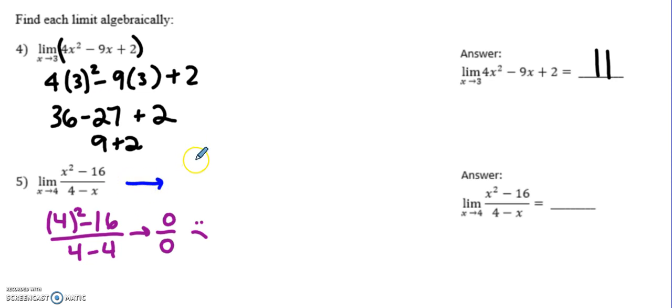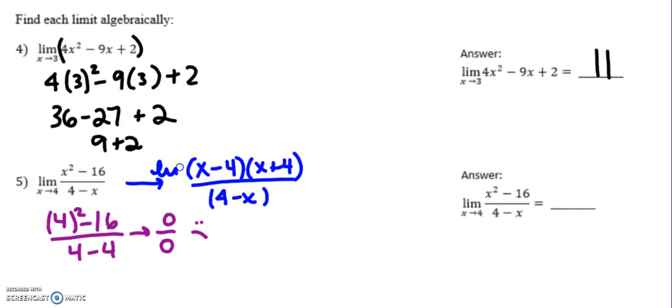So I'm going to look at this as a factoring route, and I'm going to say x minus 4, x plus 4 over 4 minus x. I still have my limit as x goes to 4. And this is kind of tricky because I see x minus 4 and I see 4 minus x. Those are kind of close. Well, if I factor out a negative 1 from here, on the bottom I would get negative 1. That becomes now negative 4 and positive x. And hopefully we can agree that x plus negative 4 is the same thing as x minus 4.